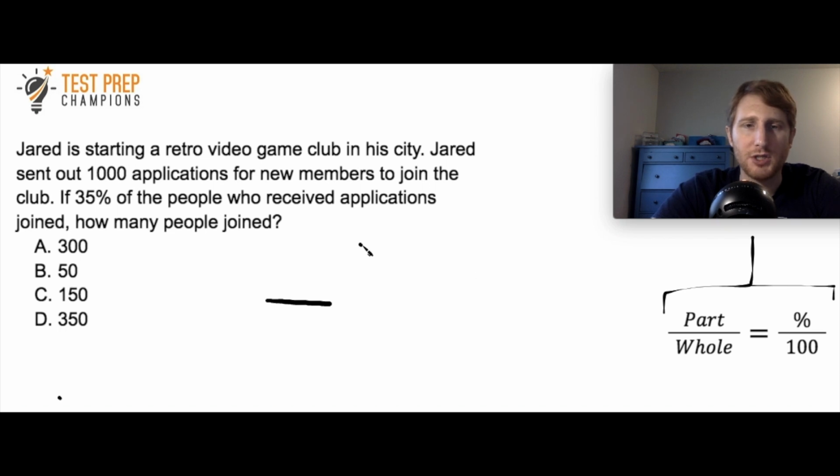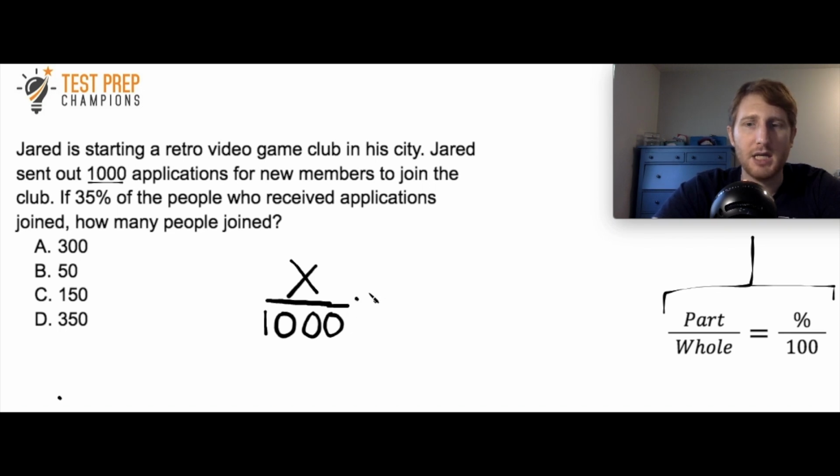All right. So for my part, that is what we're trying to figure out. So I'm just going to put an X in for the part because that's what we need to figure out. Now the whole is going to be 1,000. And if you're ever confused about which number is the part and which number is the whole, just know that the whole is always going to be the bigger number.